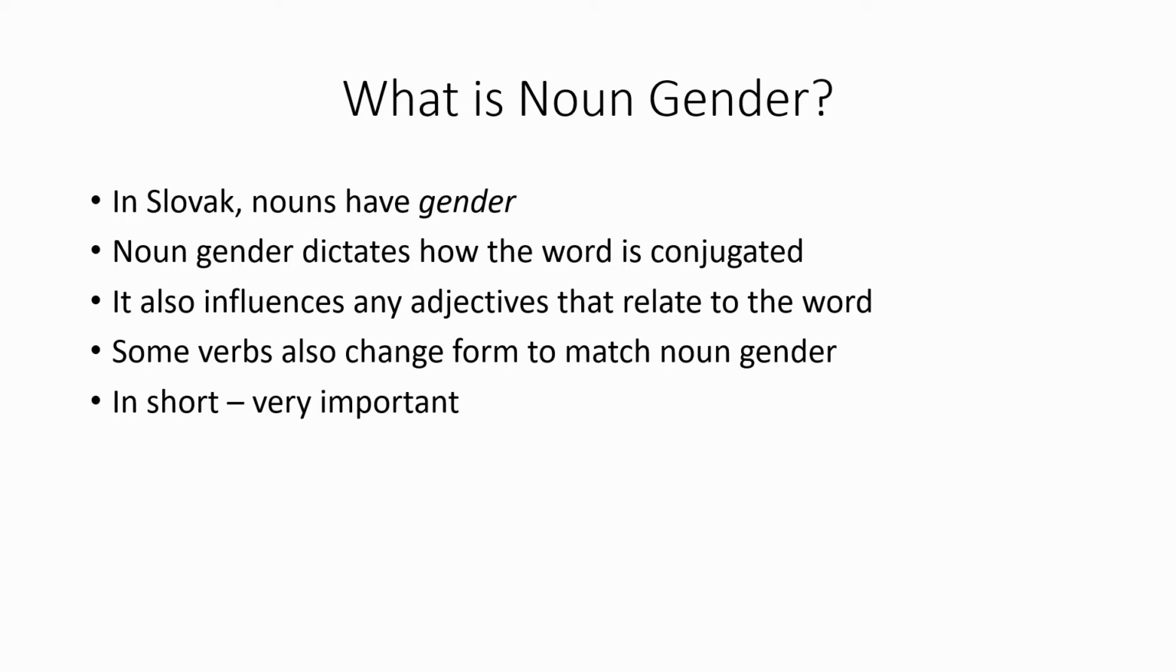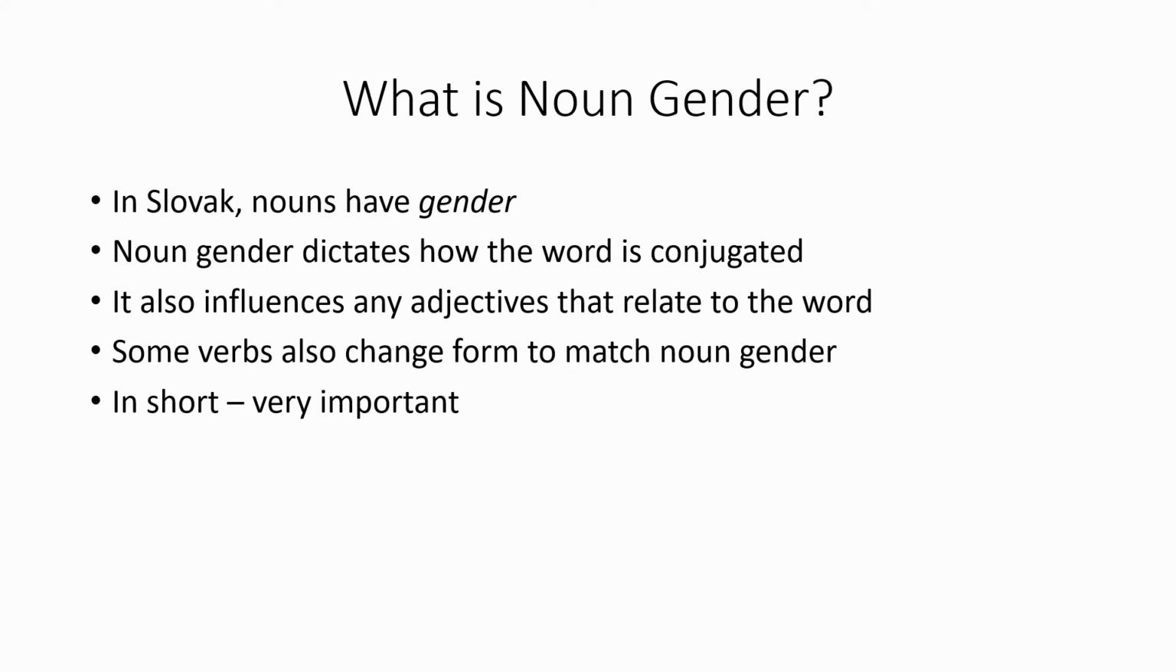And this does not always agree to actual gender, like real gender when we think about it. For example, the word for dog, pes, will always be of the male grammatical gender. Probably the biggest outlier, which is also the outlier in German, for example, the word for girl is dievča, and that is of the neutral grammatical gender. So Slovak has three noun genders. As I've already mentioned, there's the male gender, there's the female gender, and then there's the neuter gender.